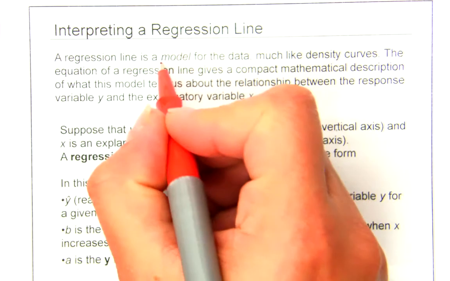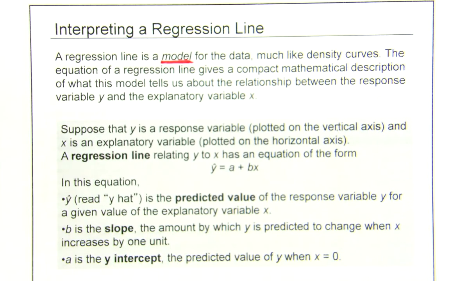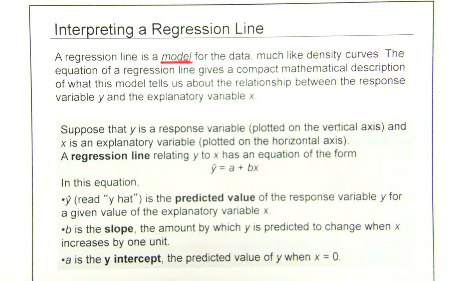Model, there's your keyword again. So it's a prediction for the data, much like density curves. So it models the data that you have in the scatter plot. The equation of the regression line gives a compact mathematical description of what the model tells us about the relationship between the response and the explanatory variable.